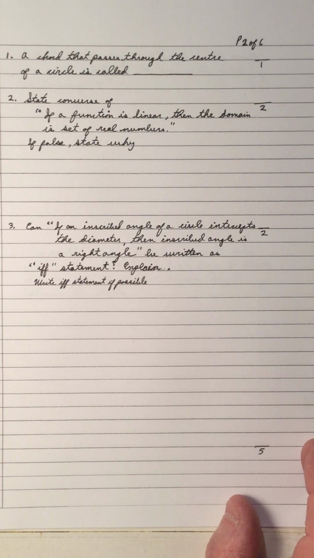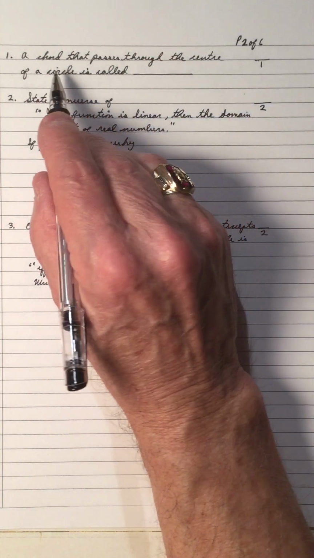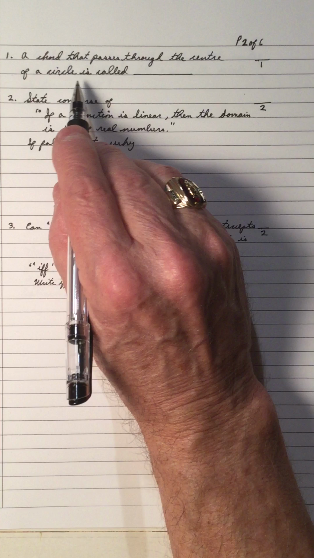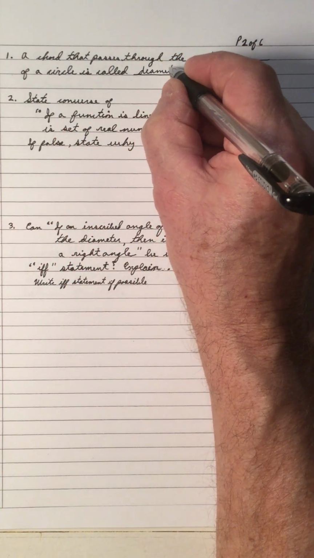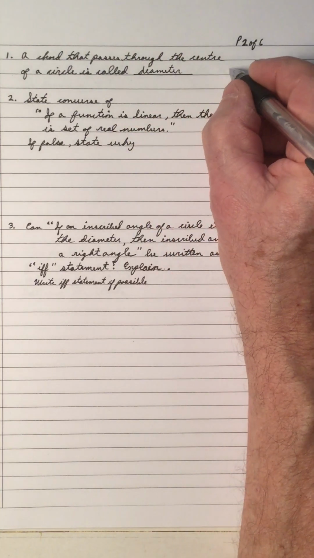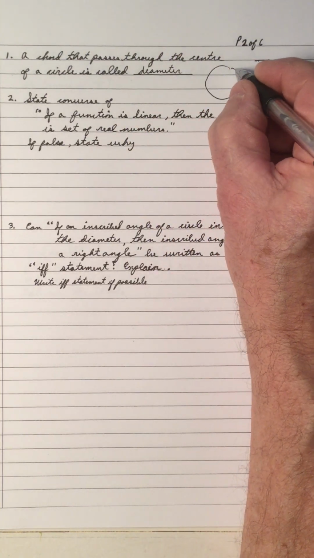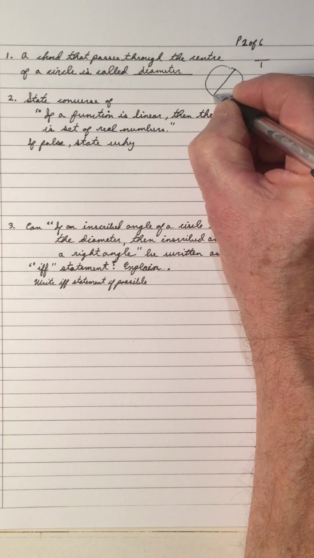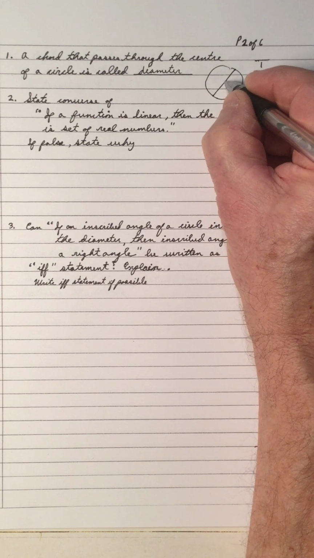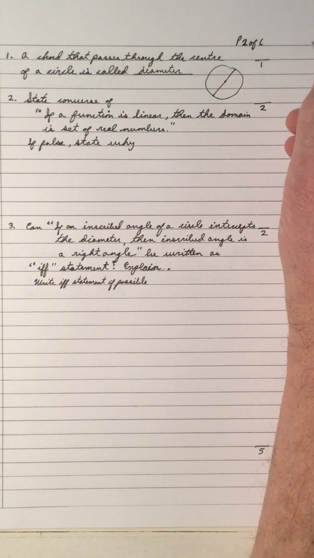And all the questions are in order of the videos. A chord that passes through the center of a circle is called the diameter. A chord goes from one point on the circumference to another point on the circumference going through the middle. It's called the diameter. Give yourself a mark.